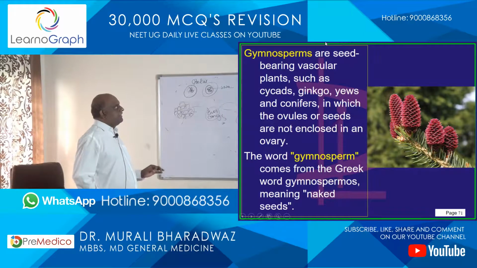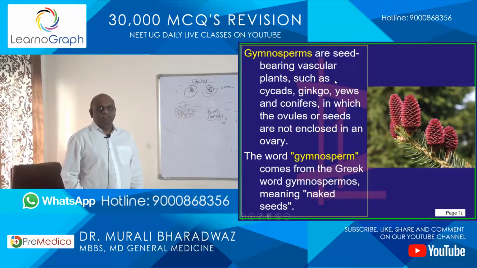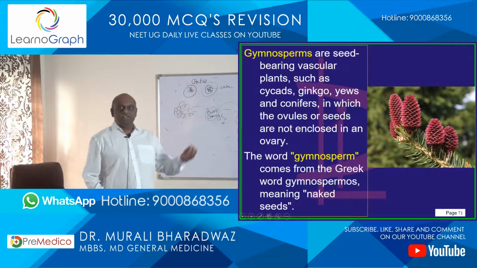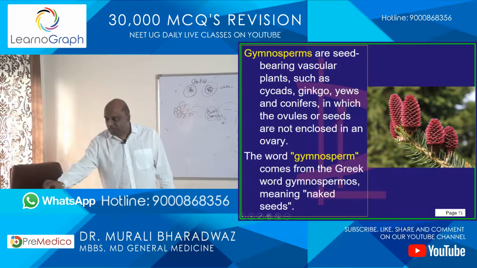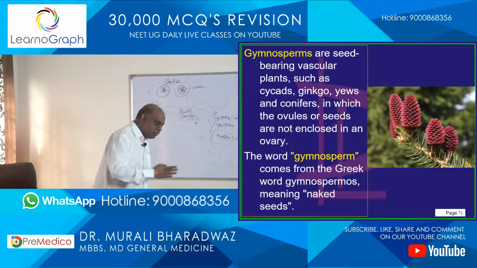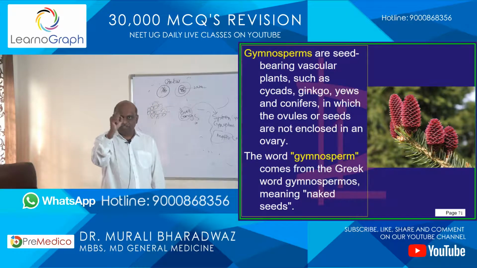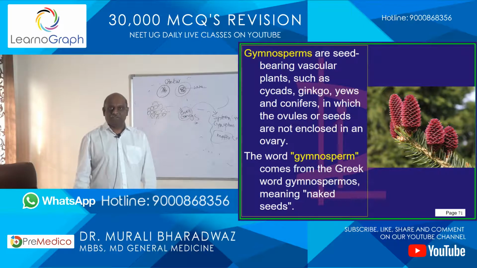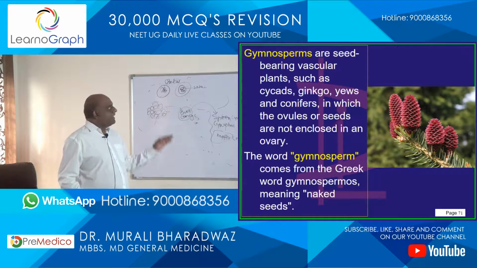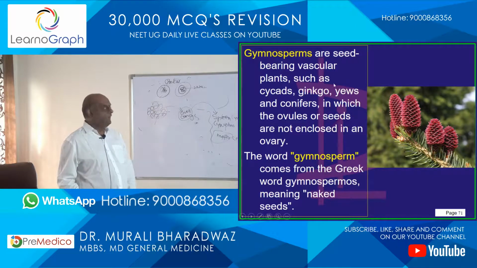Gymnosperms are seed-bearing vascular plants. So they have got vessels which will suck the water, and the food and water will flow through the tube system which is called vascular system. So जिसको vascular system है and they are seed-bearing है, उसको gymnosperms बोलते हैं.